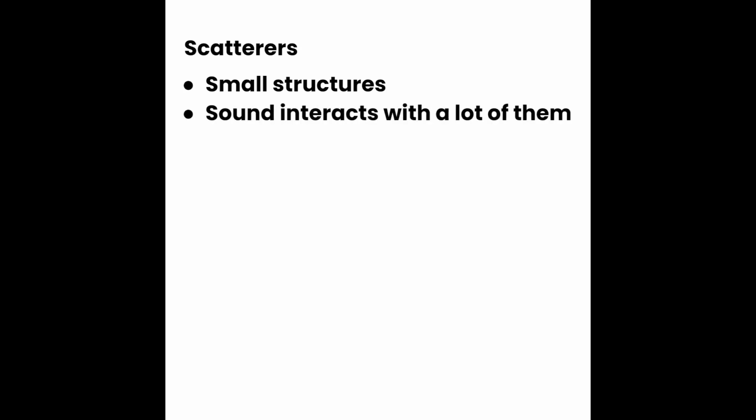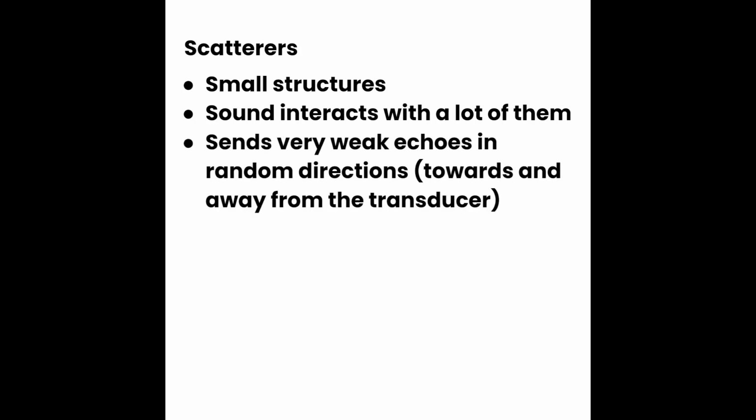If we stop to think about how the body is put together, it makes sense that there are so many interfaces and so many small little structures that create our human bodies, that create the tissue within our bodies. And so there are going to be tons of little small structures in the body, and the sound is going to interact with all of them. And every interaction that sound has with those little interfaces is going to cause the sound to send back very weak echoes in a bunch of random directions, because that's the scattering.